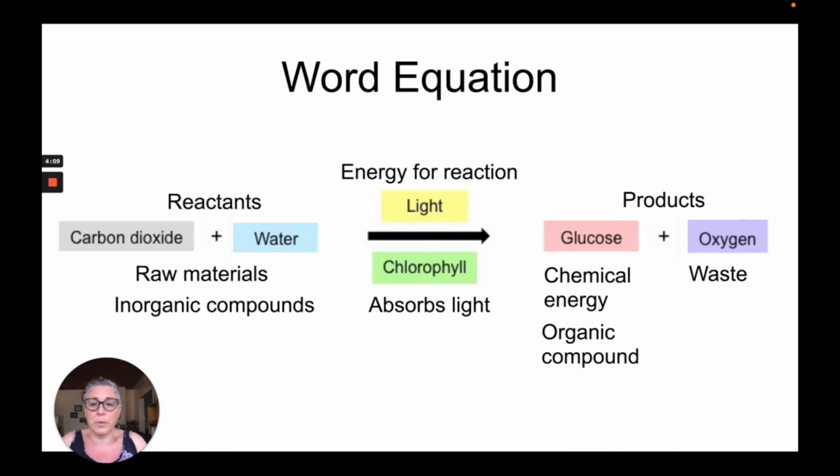So this is our word equation: carbon dioxide plus water with light energy in the chlorophyll yields glucose plus oxygen.